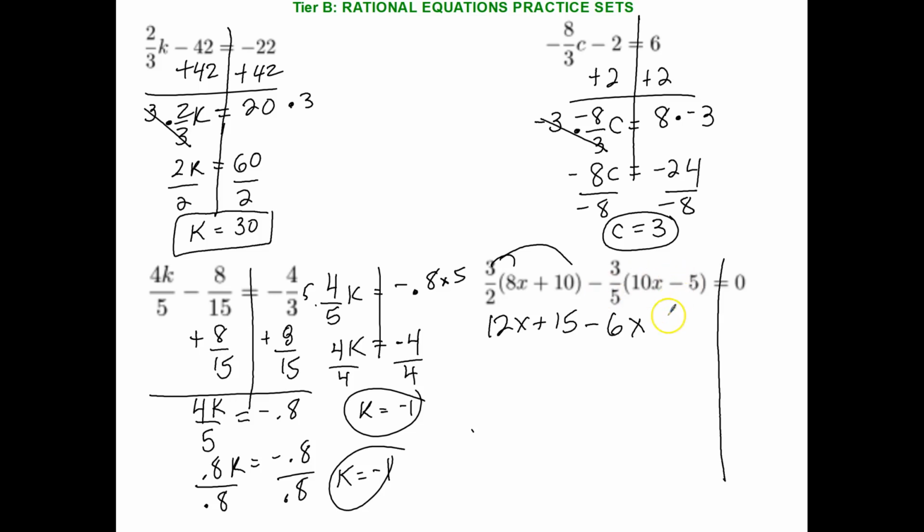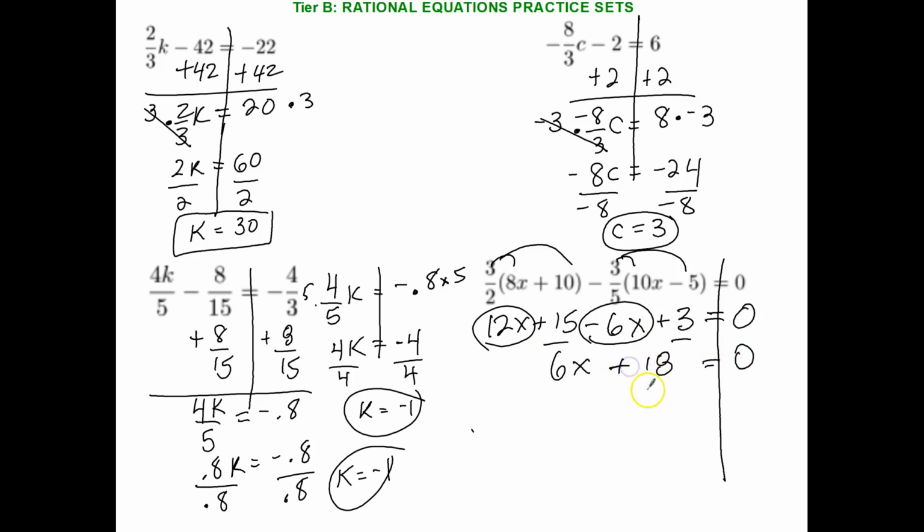Now, negative times a negative is a positive. This is where some of y'all are going to make mistakes. Please don't forget your signs. They're so important. Now we combine like terms. Combine these and we get 6x, and then 15 and 3 gives us 18, is equal to 0.